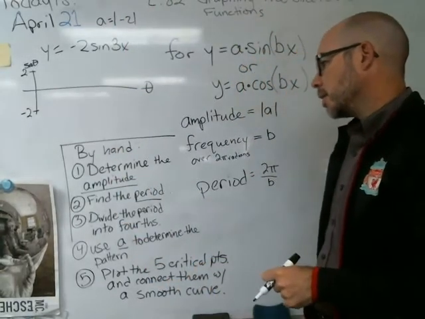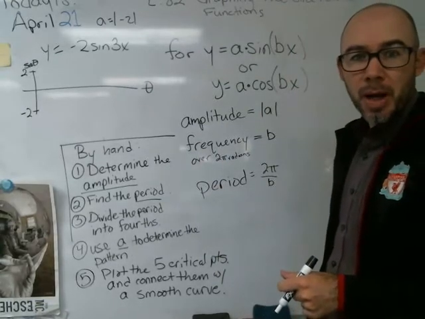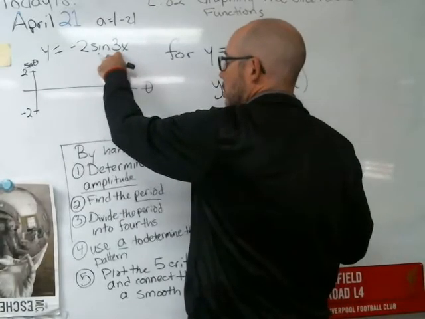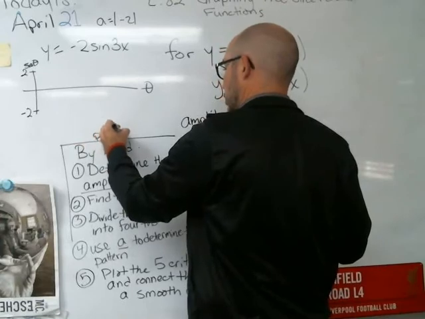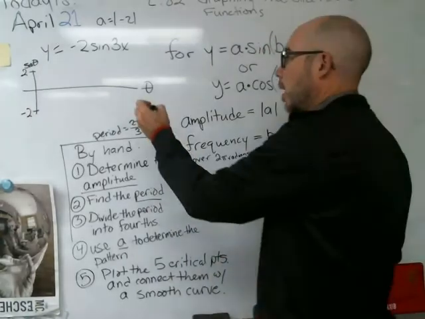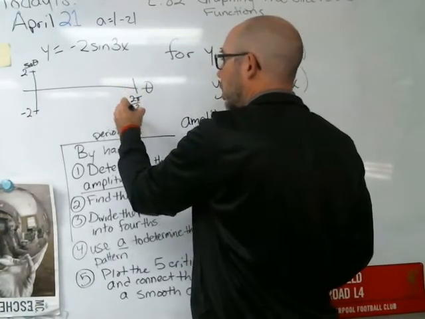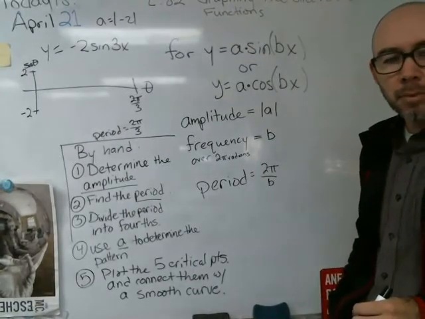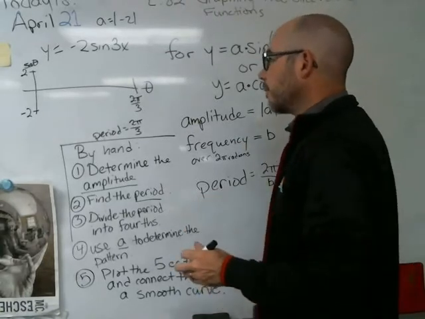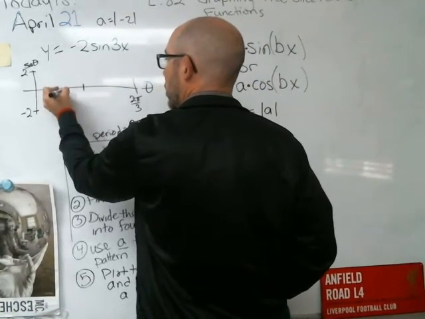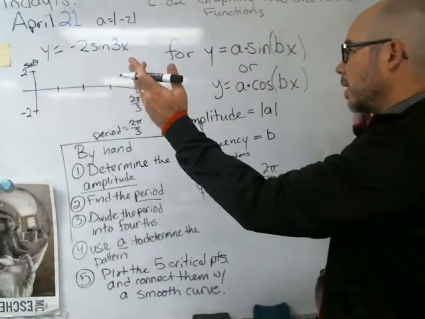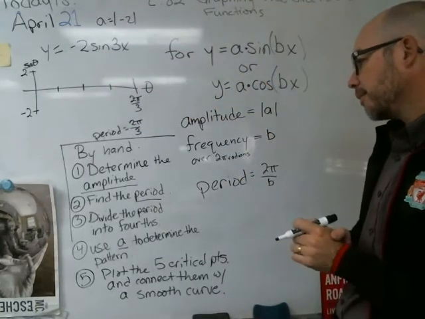Second, determine the period. Well, normal period is 2 pi. The period is determined by taking 2 pi divided by b, and b is 3. So the period is 2 pi over 3. Okay, so at 2 pi over 3, I've gone through one full cycle. All right? I've gone through one full cycle. Number 3, divide the period into fourths. There's into half. There's into fourths. Just like I had before, it takes our normal 2 pi and squishes it down so that that's all that we get to see.